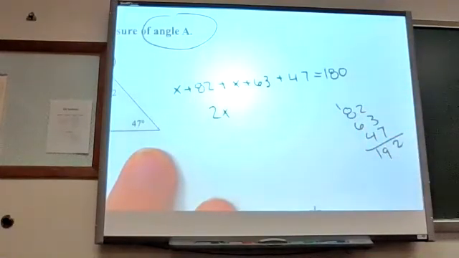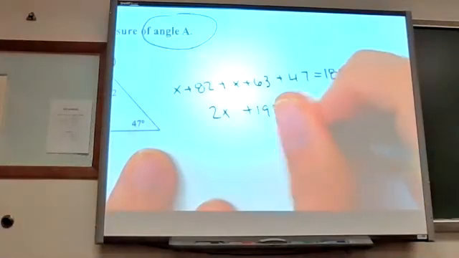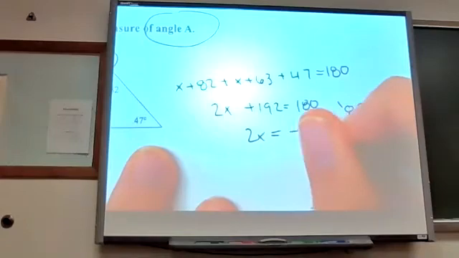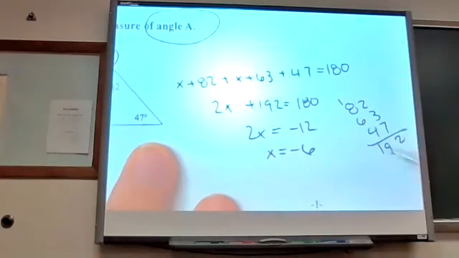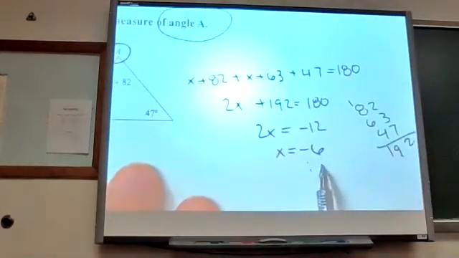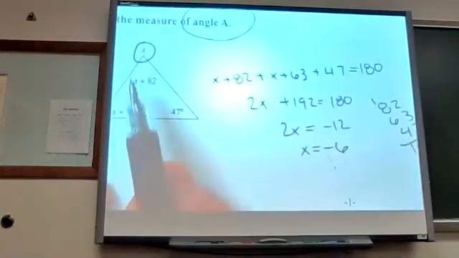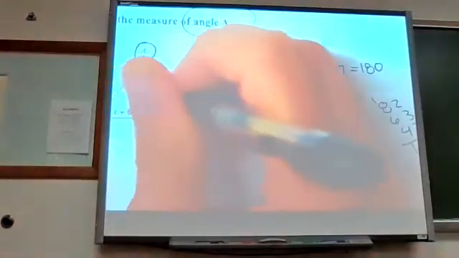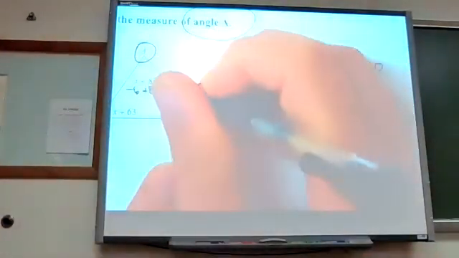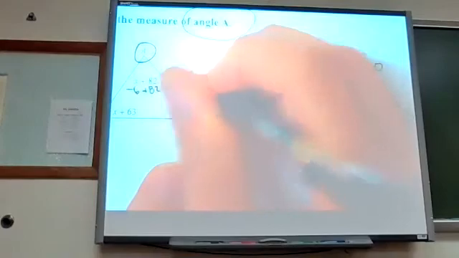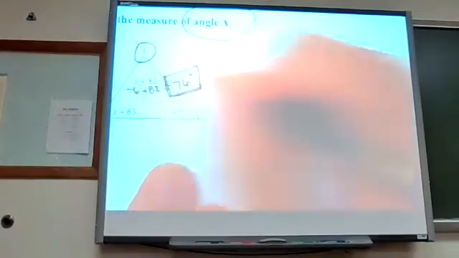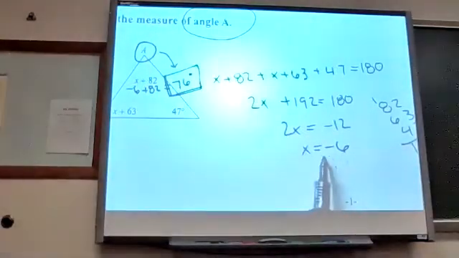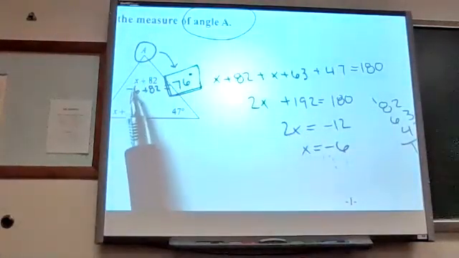192, yeah, is that what you got? That's 192 equals 180, or 2x equals -12 and x equals -6. So if you got here, great, but I still need to go back and find what angle A is. So if I plug in -6 plus 82, that gives me 76 degrees for the measure of angle A. Okay, if I go back and substitute in -6 for x.